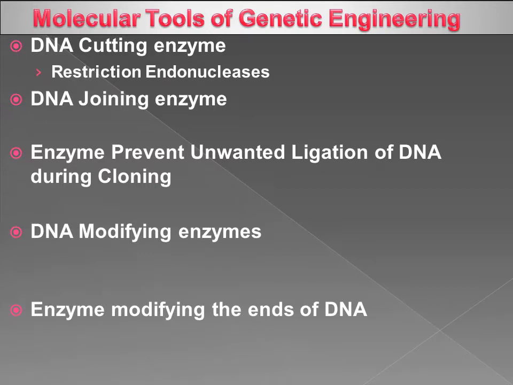Restriction endonucleases cut the DNA fragment at a particular site, which is helpful for insertion in the next step. After cutting, the joining is carried out with the help of a DNA joining enzyme, that is DNA ligase. Further, a few enzymes prevent unwanted ligation of DNA during cloning. An example is alkaline phosphatase. It removes the phosphate group, so it prevents the unwanted ligation of DNA.